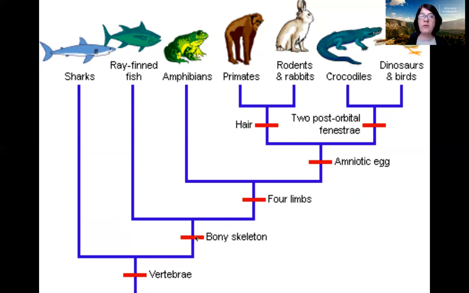Sharks do not have bony skeletons, but all the rest of them do. Then the next traits that developed were four limbs, hair, two orbital fenestra, and so on. Here is the most important shared derived characteristic of land animals, the amniotic egg. The amniotic egg is the ability of the developing embryo to be surrounded by fluid, the amniotic fluid, which enabled animals to colonize land. They didn't need water to lay their eggs, to provide a source of water for the developing embryo, because their embryos were enclosed in an amniotic sac, which had its own fluid in it.